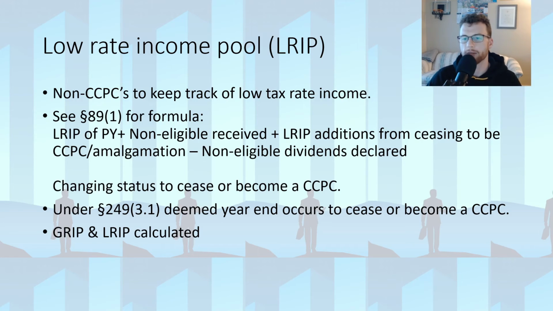There's another tax account we need to worry about, and that is the low rate income pool, or LRIP. Non-CCPCs don't need a GRIP account. They do not get a small business deduction, so all of their dividends will be eligible. However, if they had moved on from a CCPC, they may have some income that has been taxed using the small business deduction, or they may have received non-eligible dividends.